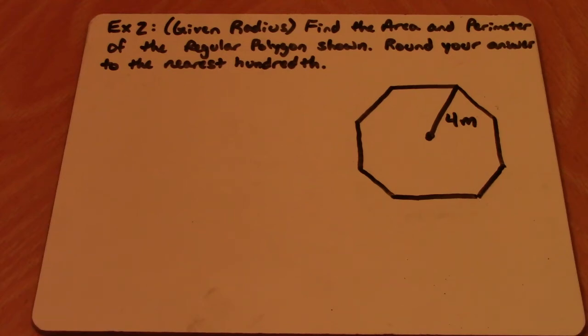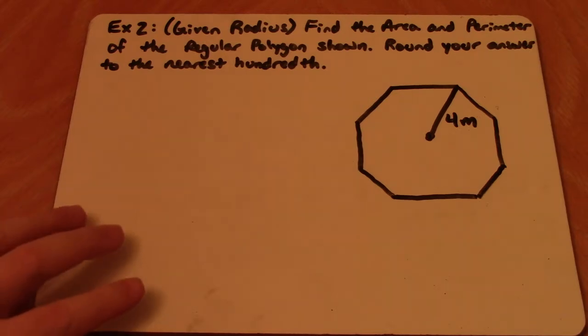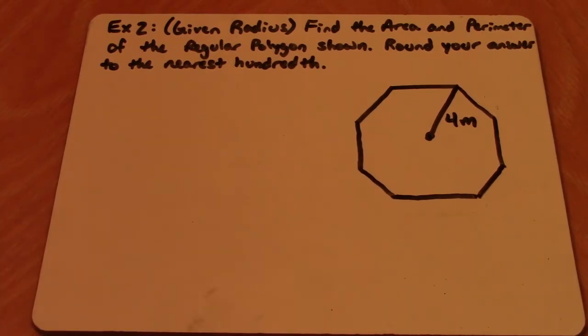All right, ladies and gentlemen, this is video 4 of 5. I know this lesson is lengthy and I appreciate your patience and hard work in solving this. This is going to show us an example of how to solve for the area and perimeter of a regular polygon when we are given the radius.